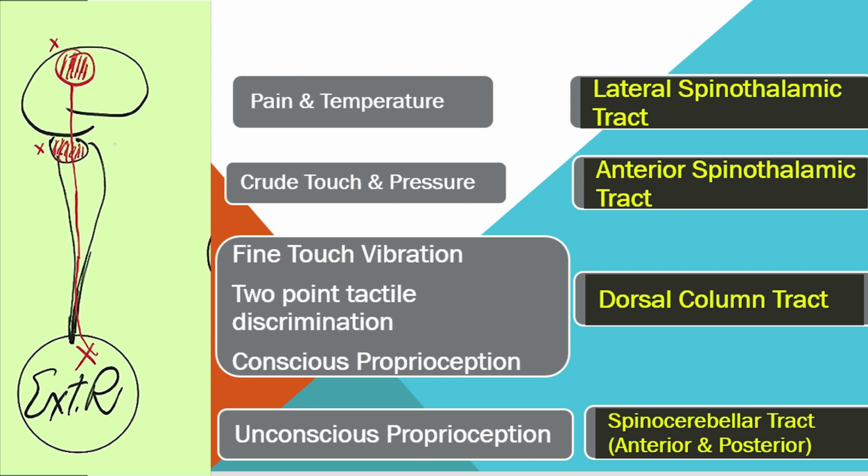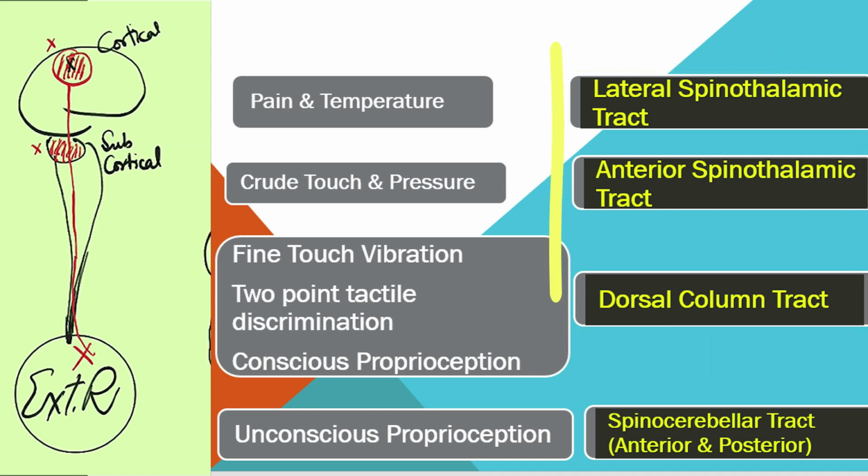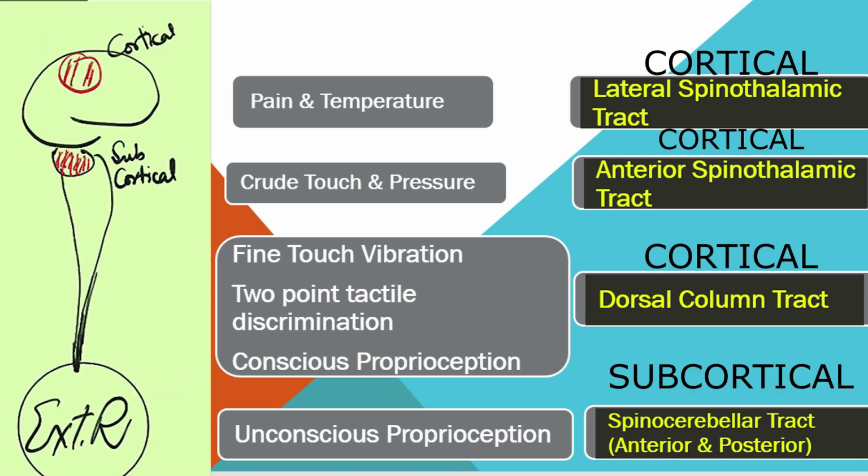When it's the cerebellum, the information is known as subcortical. Subcortical means this is not reaching the cerebral cortex, and when it reaches the cerebral cortex, this tract is known as a cortical tract. So these three tracts are the cortical tracts, and these two tracts, the anterior spinocerebellar tract and the posterior spinocerebellar tract, are the subcortical tracts. So the ascending tracts have two divisions, cortical and subcortical. Cortical has three tracts and subcortical has two tracts.